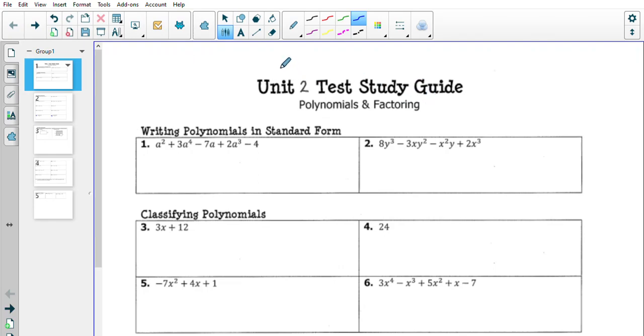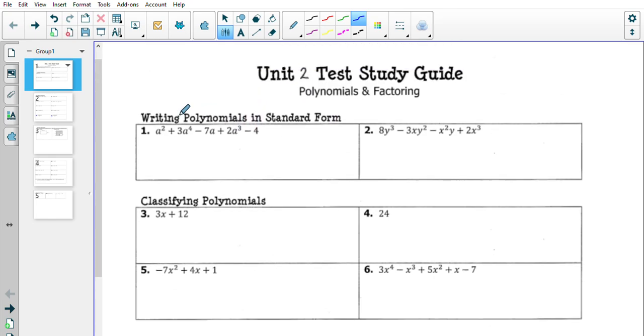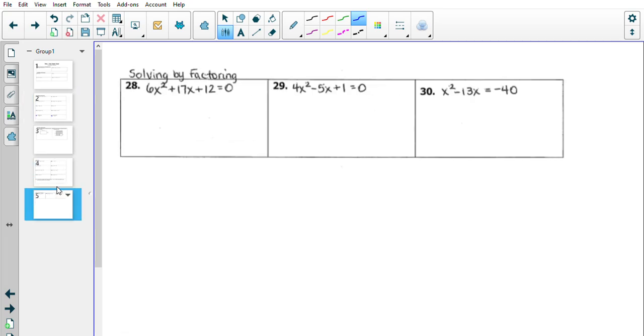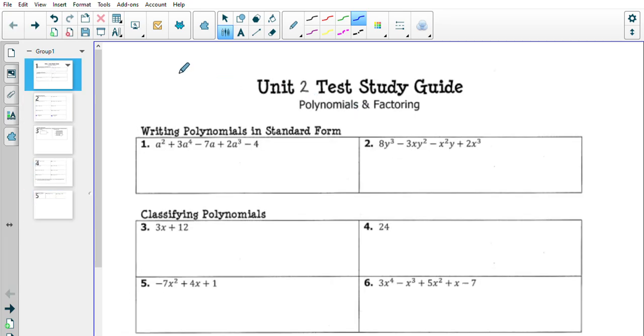All right, let's take a look at our study guide for Unit 2. Okay, we've got a couple of different things that we need to go over. This video is going to consist of looking at our standard form, our classifying, and our simplifying. The next video will take a look at our factoring and our solving by factoring. Okay, so let's take a look right at the front, looking at writing polynomials in standard form.